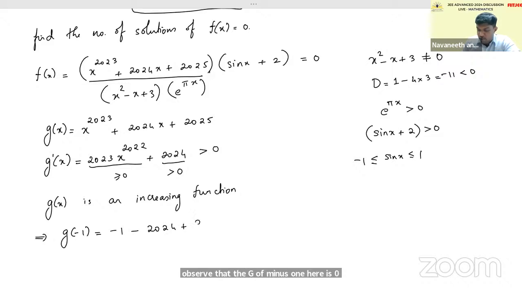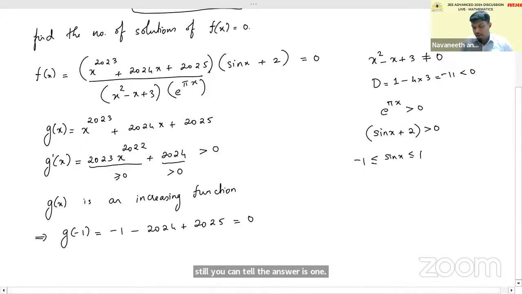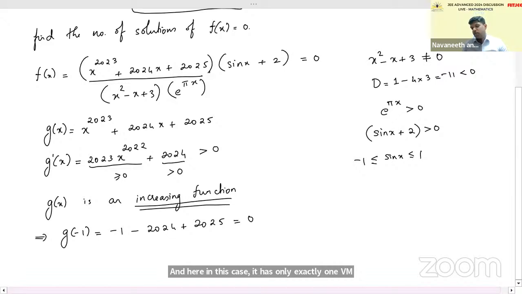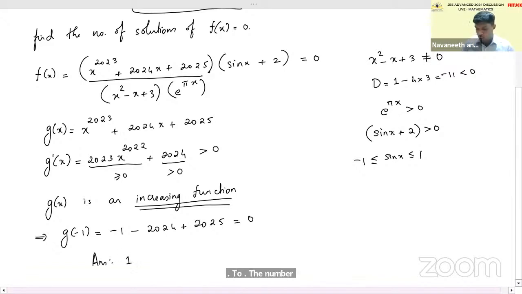But even if you couldn't find this number -1, you can still tell the answer is 1. There is only one root, because it is an odd degree polynomial. It will have at least one real root. And in this case, it has exactly one real root because the function is increasing. So we are using this concept of increasing function here to find the number of solutions of this equation. One solution, which is -1.